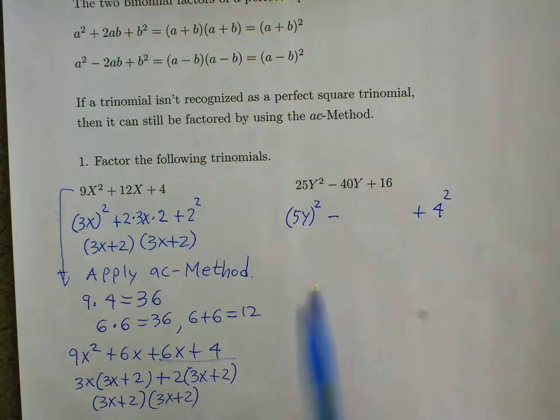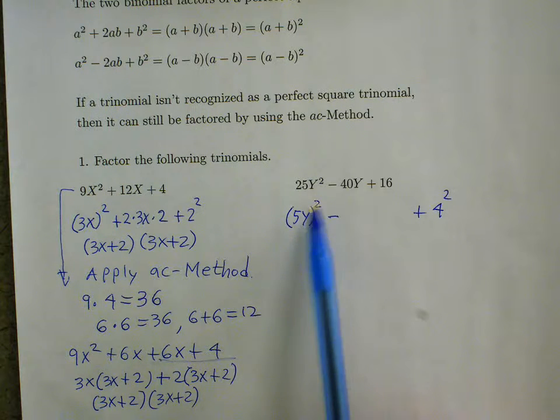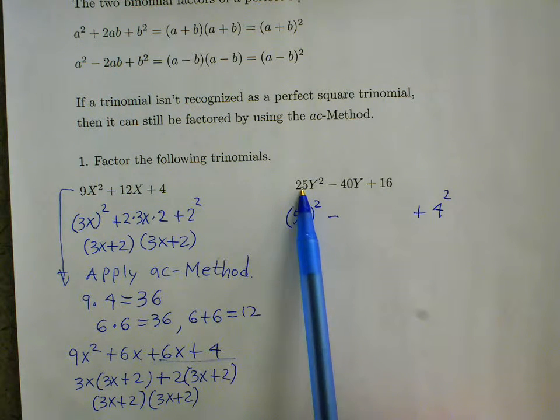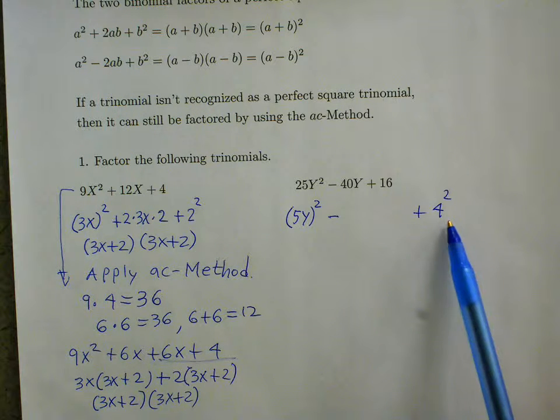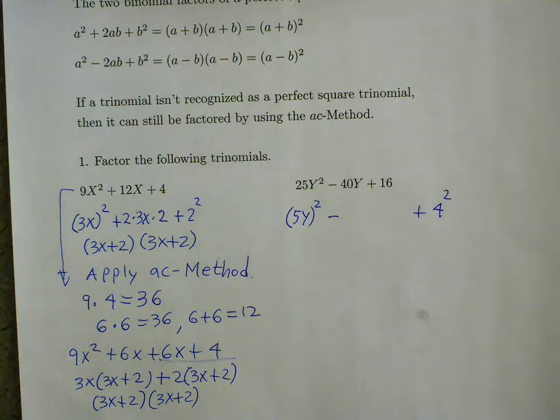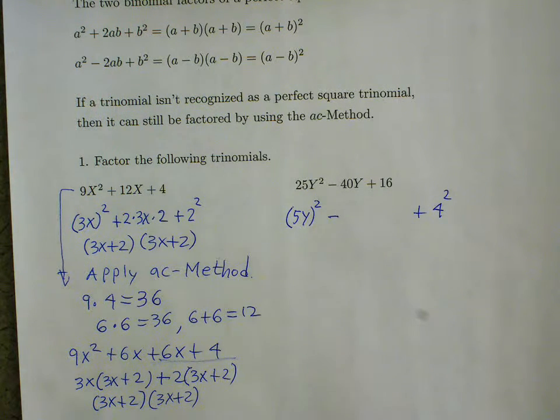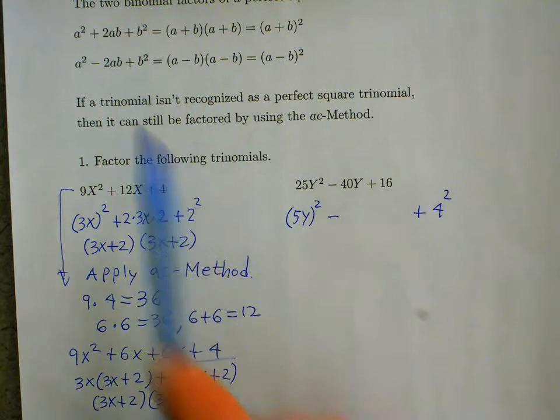But keep in mind, if you have a trinomial, and the term on the left is a perfect square and the term on the right is a perfect square, it doesn't automatically mean that it's going to be a perfect square trinomial. The middle term has to have the right form. It has to follow the pattern of the formula.